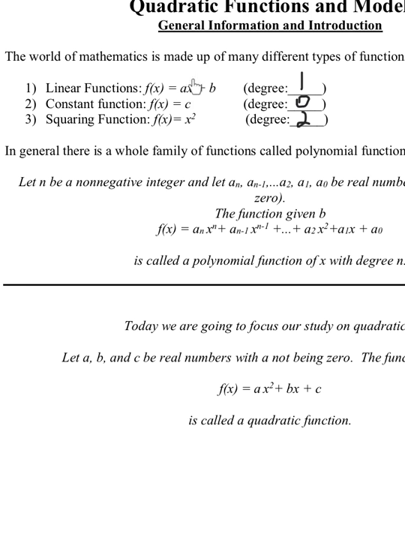Here we have a degree 1 because this is x to the first power. Here we have a degree 0 because we have x to the 0 power, which is just 1. That's why it's not shown here, because c is just a constant. And then here we have x to the second power, or a degree 2. This is also called a quadratic, and that's what we're going to be studying now.